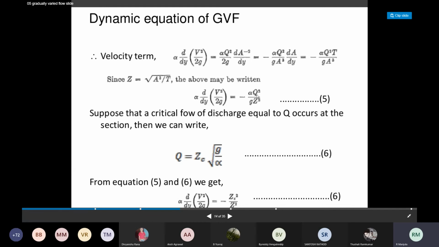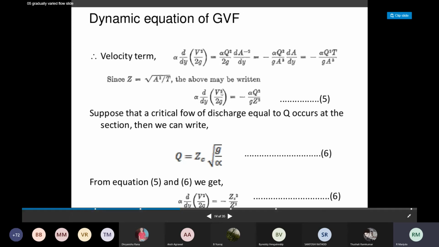So this is minus alpha into Q square divided by g into Z square. Suppose the critical flow of this section factor, I will come later. I will explain how the section factor is calculated. For the time being, you just remember it is A cube by T, where T is the top width and A is the area of the channel. The section factor for each channel I will discuss subsequently after completing this.